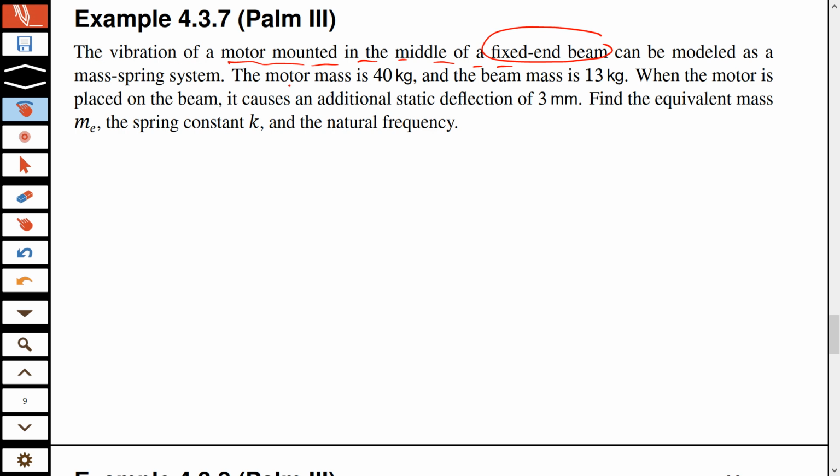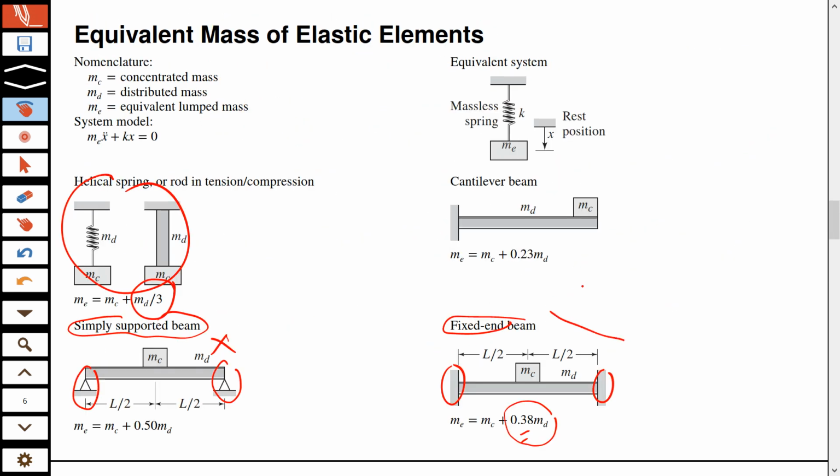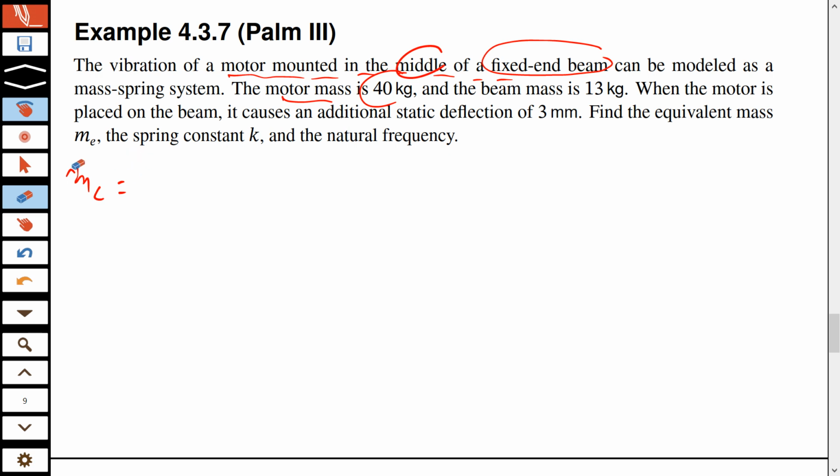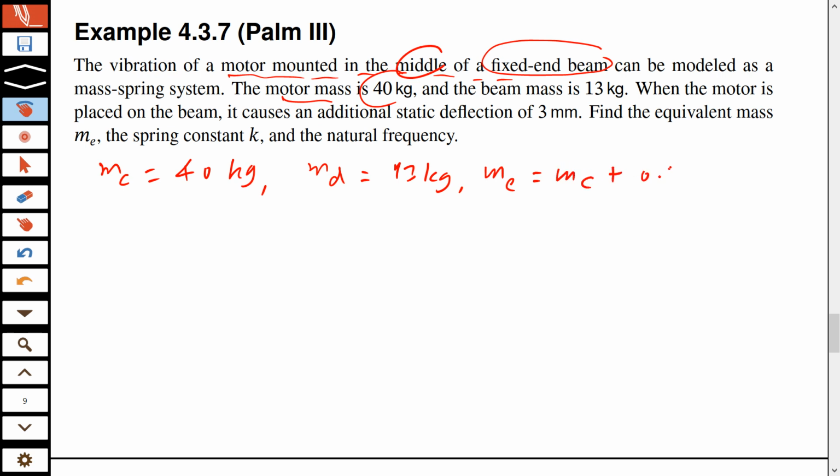So it can be modeled as a mass spring system. The motor mass, because the motor is the concentrated mass, and it's in the middle. When it's in the middle, you have to use this configuration, this one. So MC is 40 kilogram. MD is 13 kilogram. And ME, the effective or equivalent mass, will be MC plus 0.38 MD. You plug these values and you will have ME equal to something in kilograms.